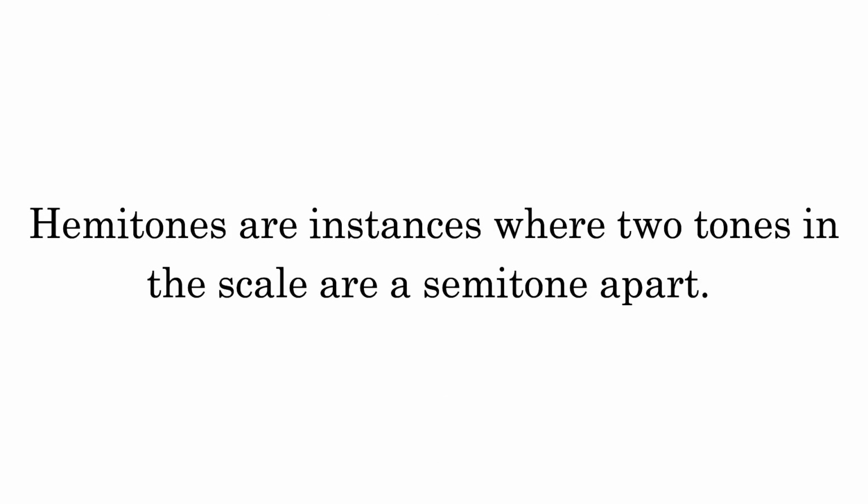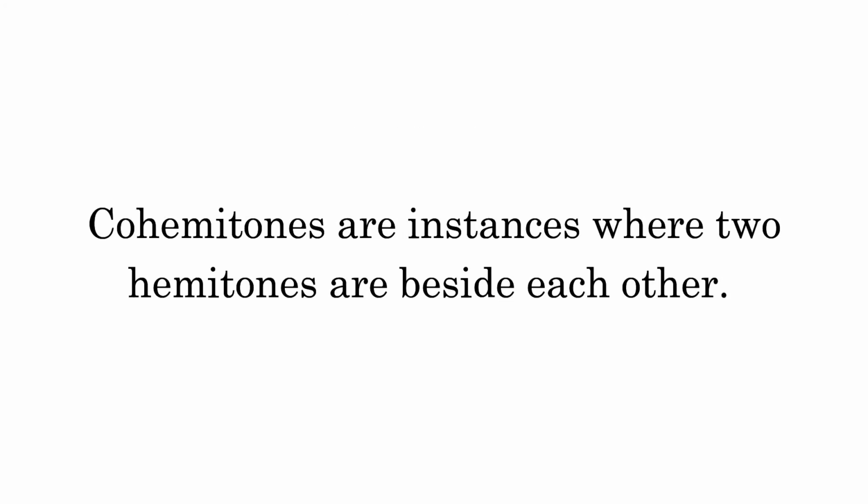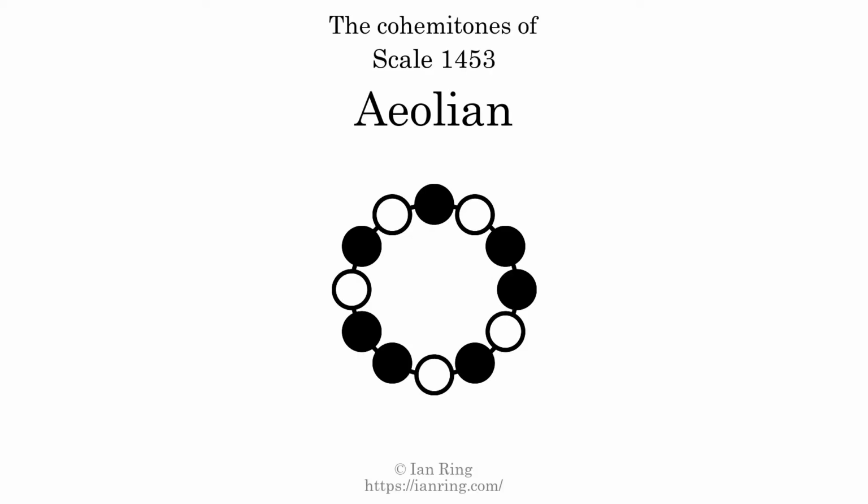Here, hemitones are instances where 2 tones in the scale are a semitone apart. This scale has 2 hemitones. They are at positions here and here. Cohemitones are instances where 2 hemitones are beside each other. This scale has no cohemitones.